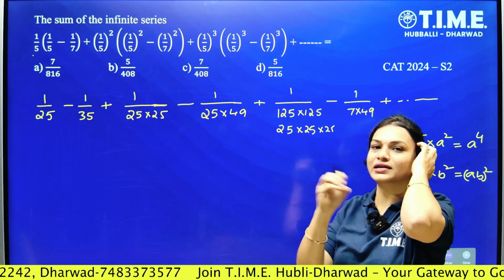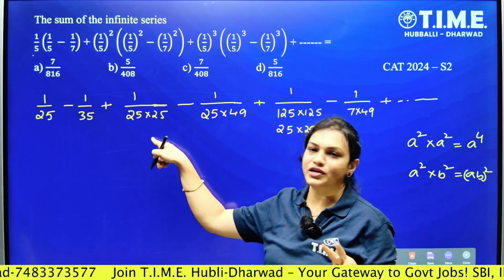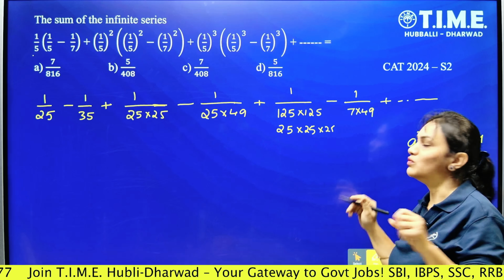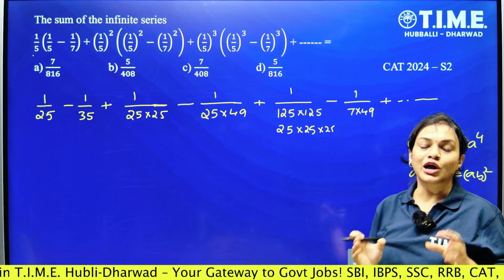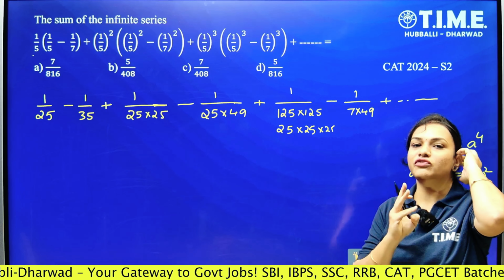Okay, so analyze the pattern here. Only one 25 is there. Again, two 25s we are having. Next we were having three 25s. Now, can you guess what the next term we will be getting? How many 25s are we getting? Just pause the video and analyze it. Are we getting four 25s?